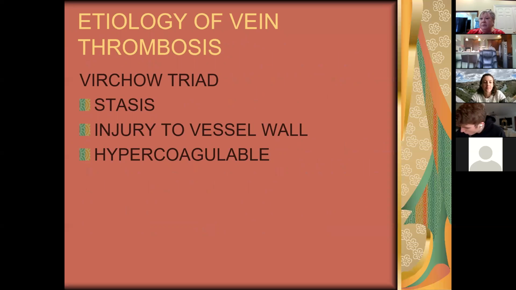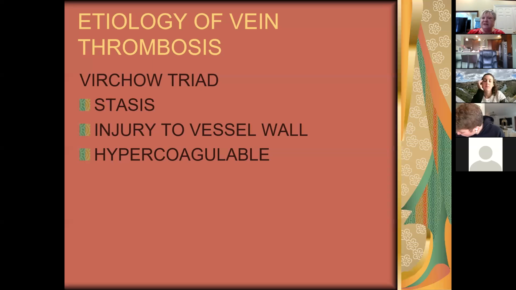Stasis, blood flow. Slow, sluggish blood tends to clot. If you're not ambulatory, if you're not moving, if you're not doing range of motion, if you're getting dehydrated and your blood is stagnant, if your blood is thick, you are more at risk for clots.